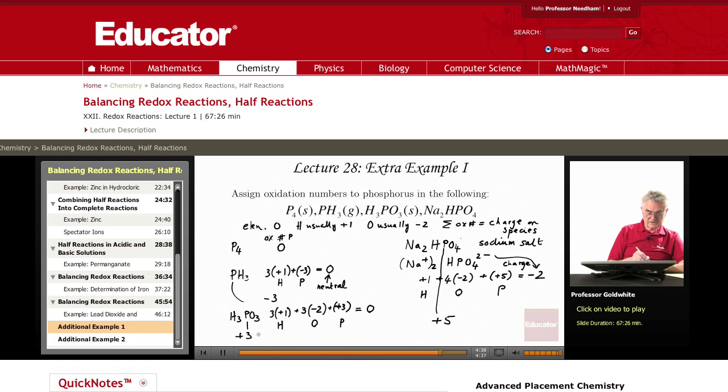So, in going, for example, from phosphorous acid to disodium hydrogen phosphate, that would be an oxidation of phosphorus. In going from P4 to PH3, that would be a reduction of phosphorus. Follow the oxidation number and you will be able to tell whether the actual atom in question is undergoing oxidation or reduction or no change at all.